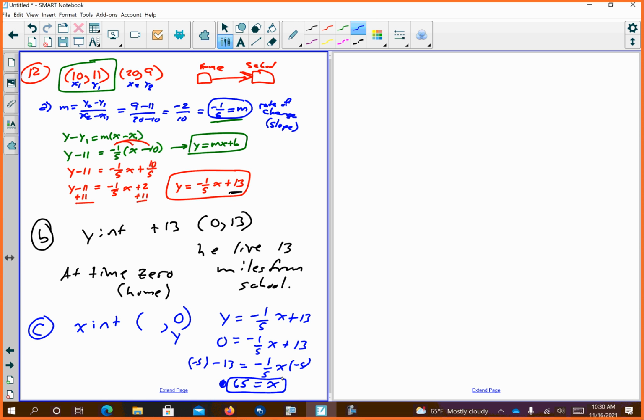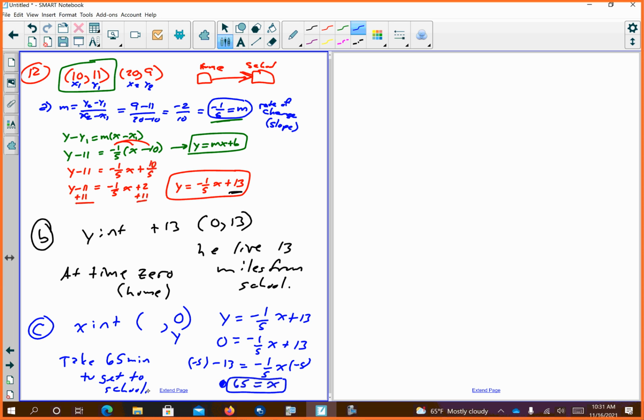So what does our x value mean in the very first thing, at 10, 11 or 20, 9? What does the 10 and the 20 mean? Minutes. So this is also an x value. So 65 takes 65 minutes to get to school. Yeah, an hour and 5 minutes to get all the way to school on a bike.